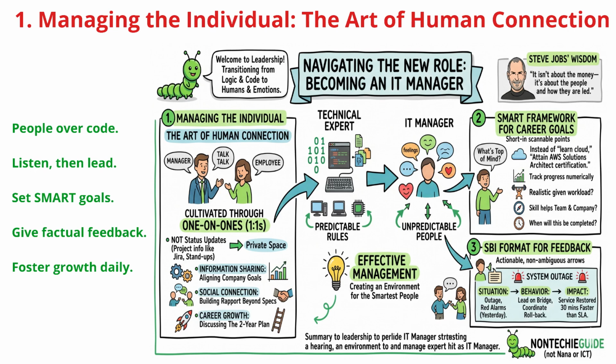These aren't status updates. They are private spaces for aligning goals, building social rapport, and mapping out a 2-year career path. By using the SMART framework to set clear goals and the SBI model to provide fact-based feedback, you remove ambiguity and lead with empathy. Remember Steve Jobs' wisdom: management isn't about the money, it's about the people you have and how you lead them.